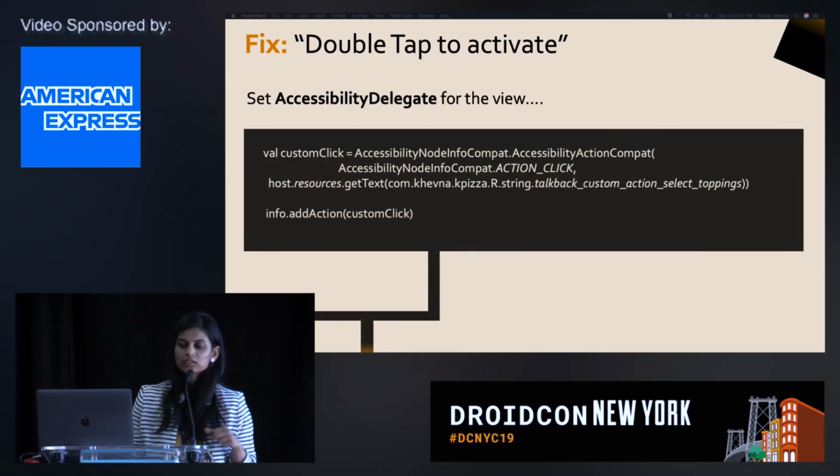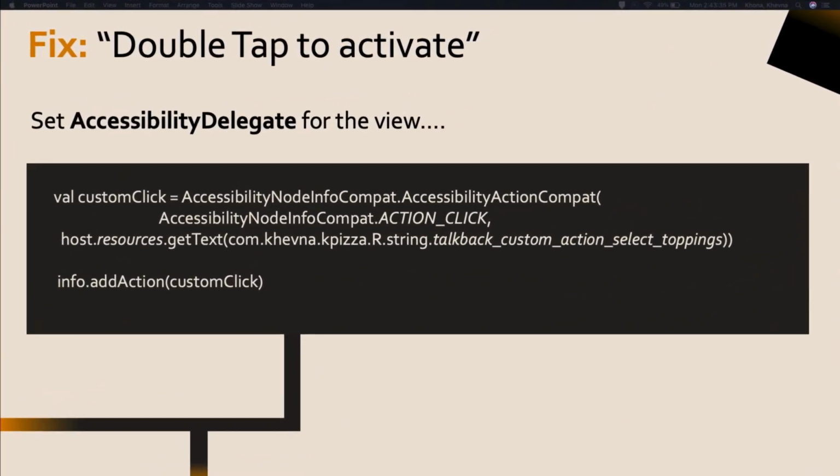The second problem was double tap to activate, and this seems like a standard feature across Android, but it's possible that you could actually change this by setting the accessibility delegate method. Inside of this, you would override initialize node info, and you would make a custom action and add it to this particular node info by adding an action. I have a custom text here that says select toppings. So it would say double tap to select toppings.